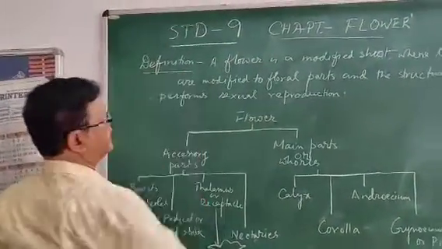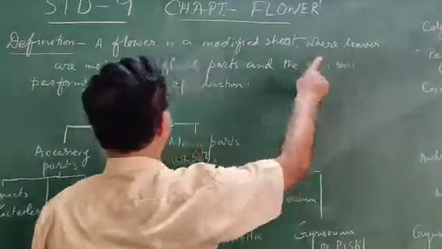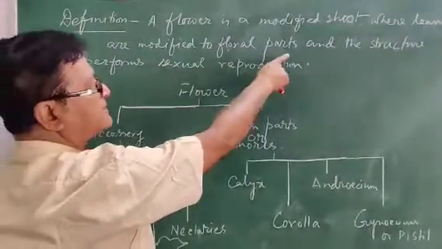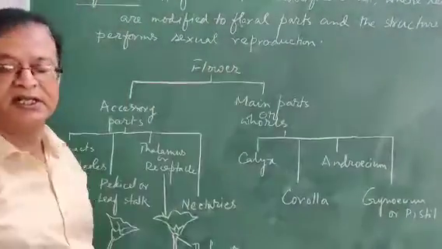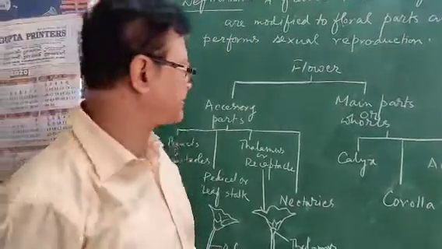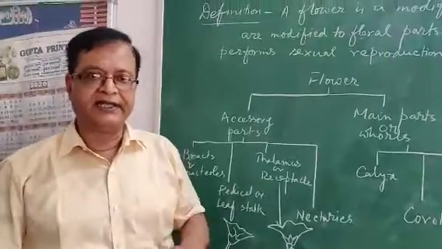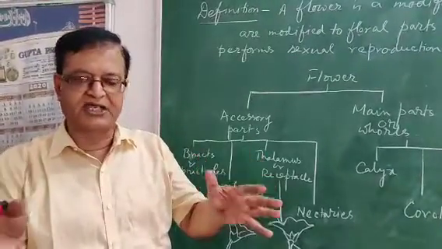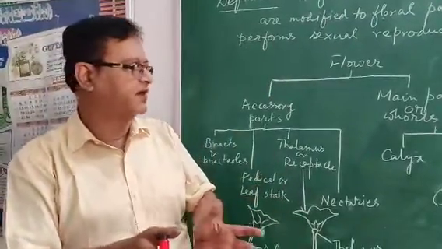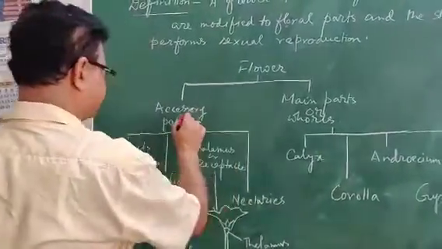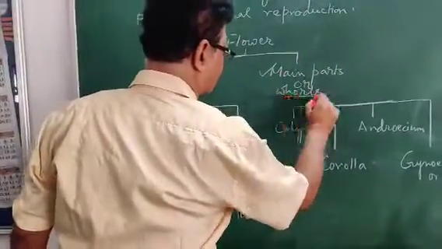Definition: a flower is a modified shoot where leaves are modified to floral parts, and the structure performs sexual reproduction in case of flowering plants, the modern plants. When we talk about the flower and its parts, there are two groups of structures which constitute the total reproductive part. The flower is divided into two aspects, accessory parts and main parts or whorls.